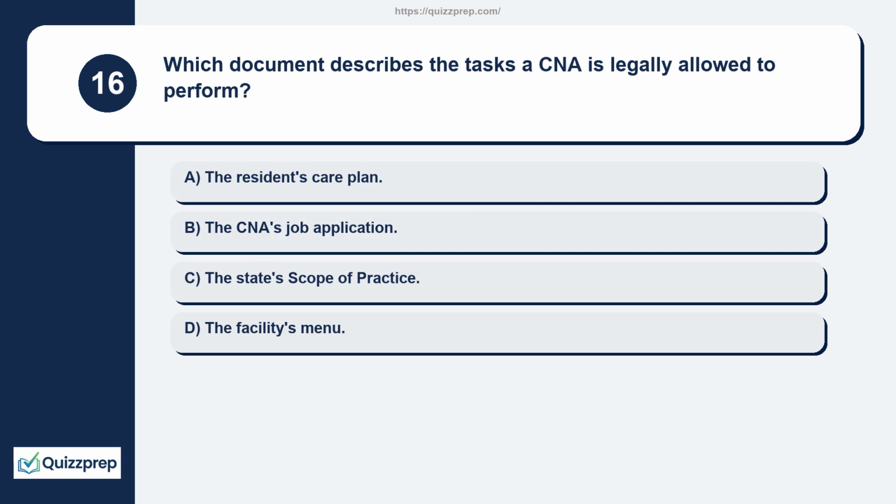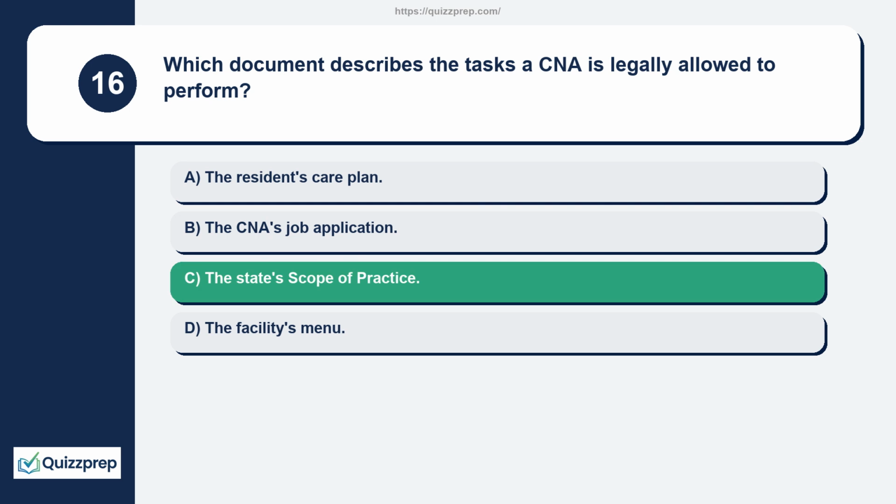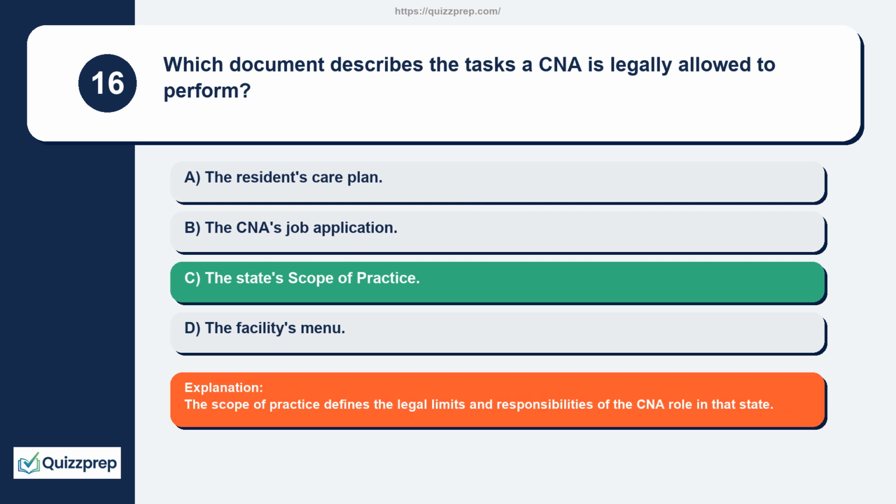Question 16. Which document describes the tasks a CNA is legally allowed to perform? The Resident's Care Plan, the CNA's job application, the state's scope of practice, the facility's menu. The scope of practice defines the legal limits and responsibilities of the CNA role in that state.